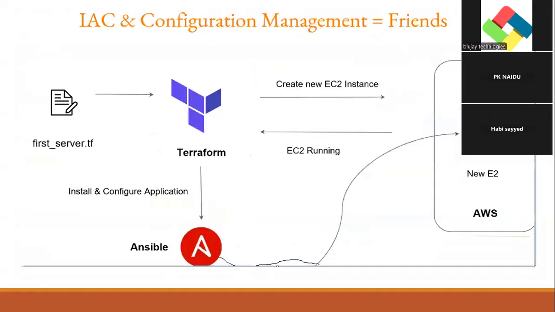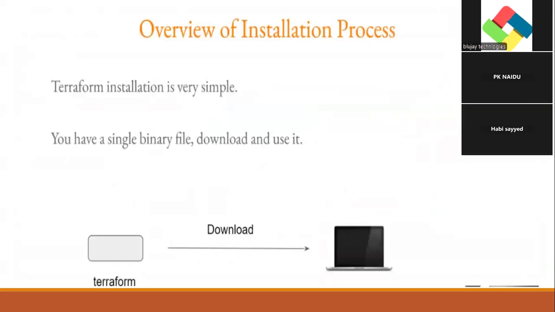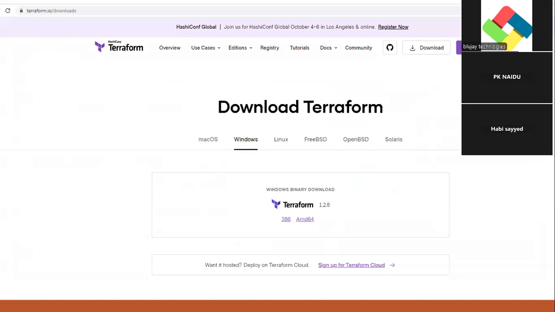We already discussed this one. Terraform plus configuration management tools are friends. Terraform supports multiple platforms, has hundreds of providers, a simple configuration language and a faster learning curve, easy integration with configuration management tools like Ansible, and is easily extensible with the help of plugins. So how do you install Terraform? Installation is very simple: you have a single binary file, download it and use it. Terraform works on multiple platforms, including Windows, Mac, Linux, FreeBSD, OpenBSD, and Solaris.